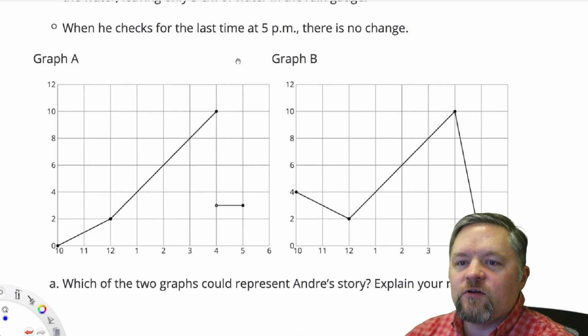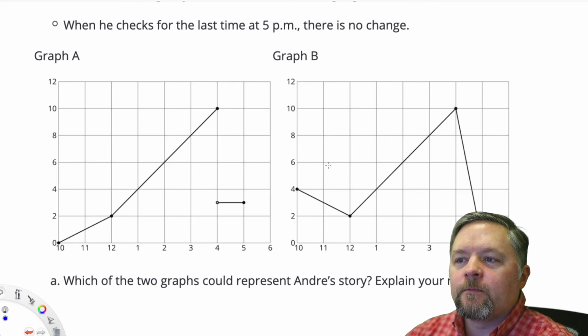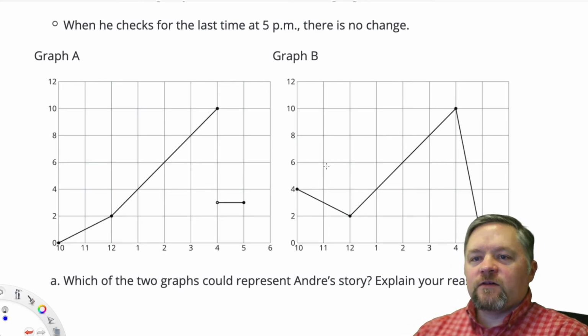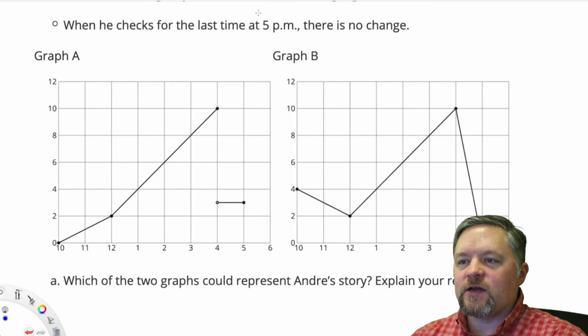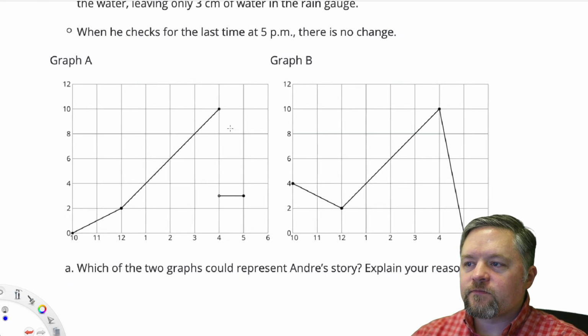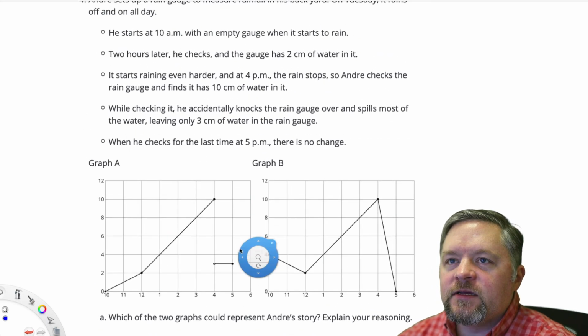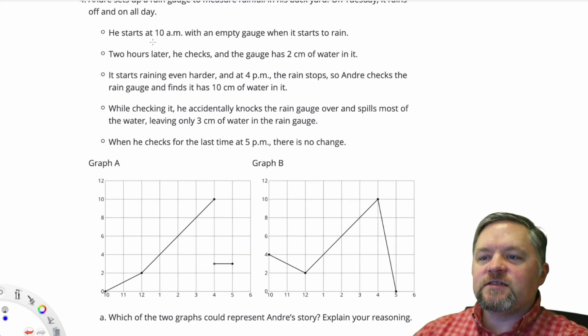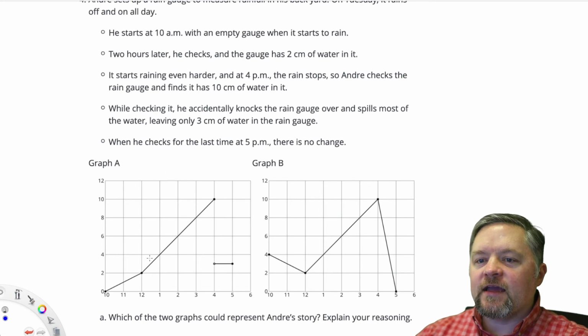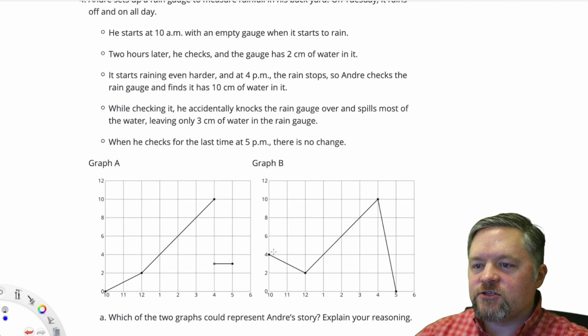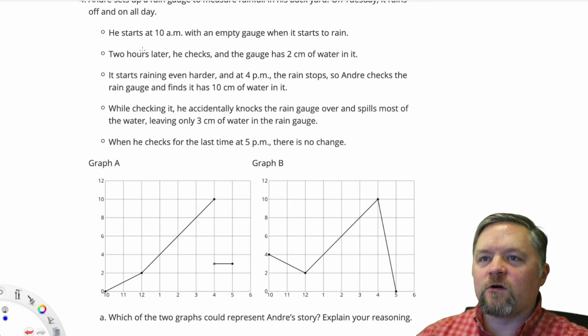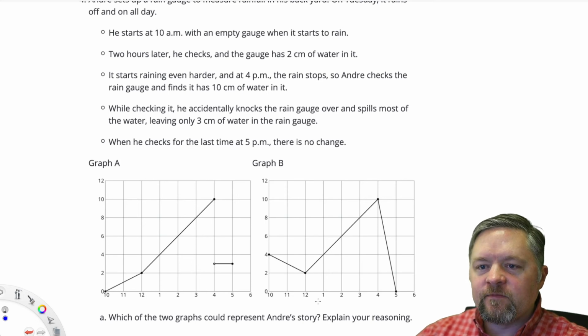So we have 2 graphs here. Which of the 2 graphs could represent this situation? Let me zoom out so we can see it all. He starts at 10 a.m. with an empty gauge. 10 a.m., empty gauge. 2 hours later, he checks it and it has 2 centimeters of water in it.